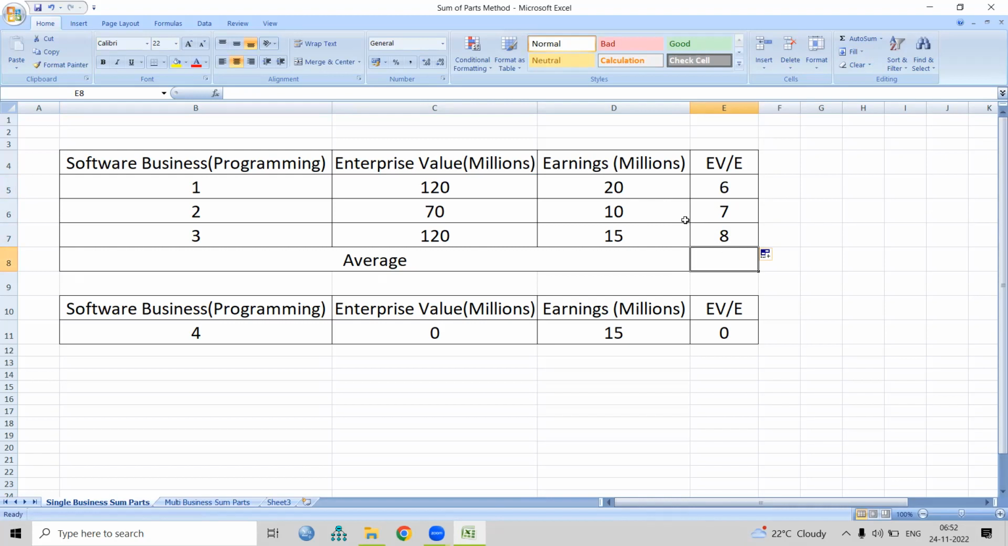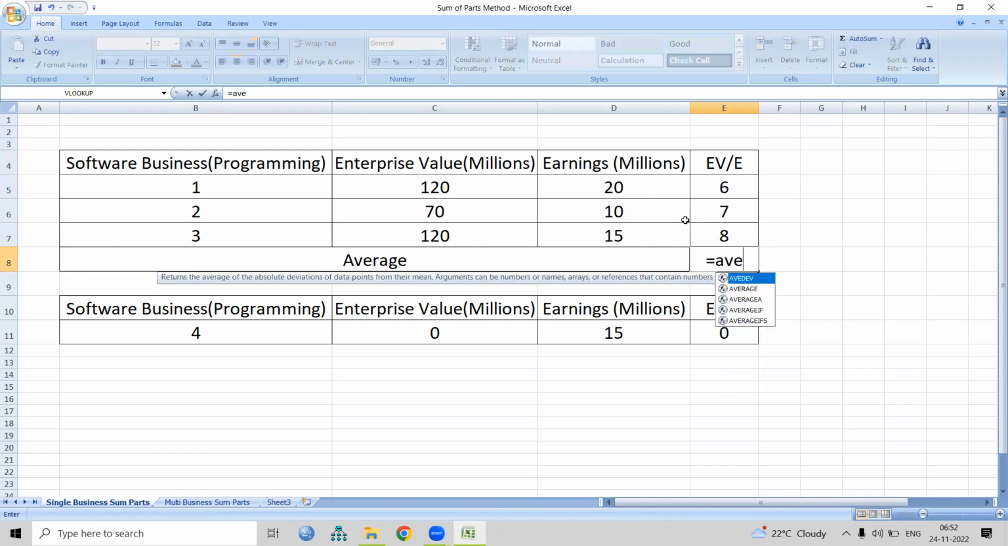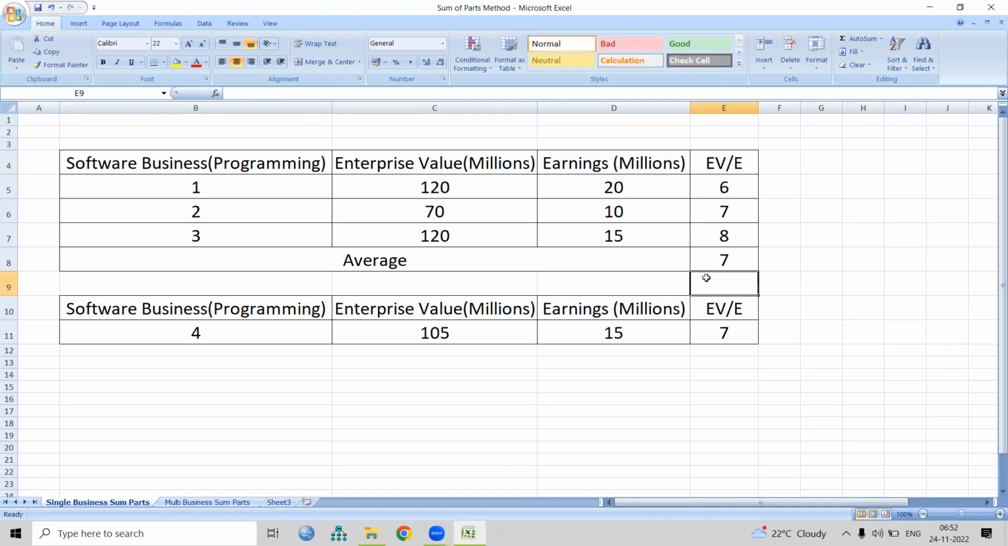How do you find out the average value? Let's put this equation, equals average, open the parenthesis, select all these reference cells E5 to E7, close the parenthesis, enter. The average value is 7. That is 6 plus 7 plus 8 divided by 3 is equal to 7.